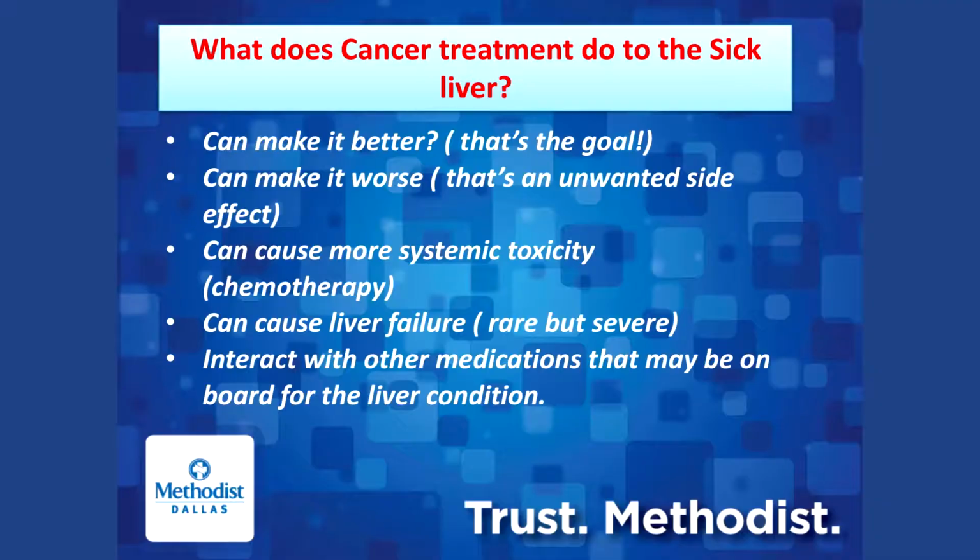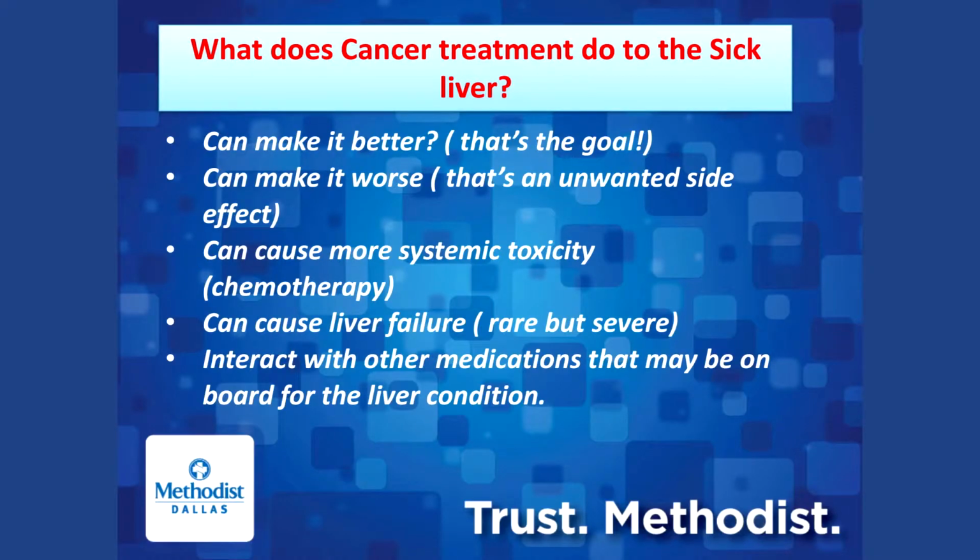Because, like I said, all drugs go through the liver for processing, unwanted side effects can be seen in the liver. It can cause systemic toxicity, which is like chemotherapy. It can also cause liver failure. There are certain drugs which can potentially cause liver failure, and I see a lot of patients who are referred to monitor their liver function while they are getting chemotherapy or other treatments for different cancers.